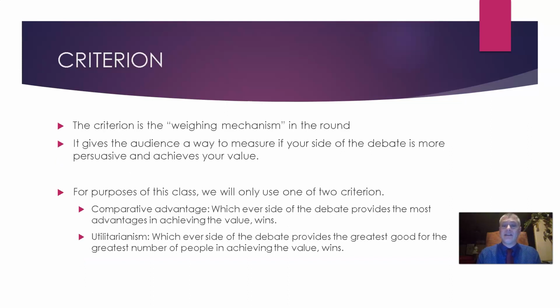And then remember that the criterion is the weighing mechanism for the round, giving the audience a way to measure if your side of the debate is more persuasive and achieves your value. And remember, for purposes of the class, there's only 2 criterion we're going to use this semester: comparative advantage and utilitarianism.